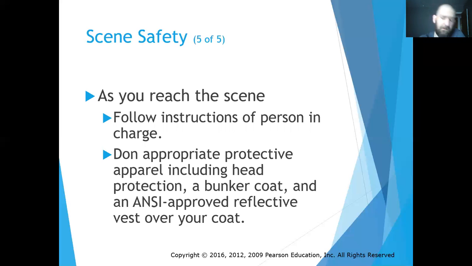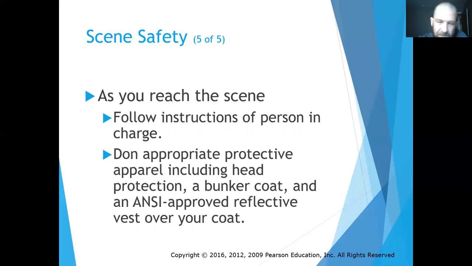Getting out of the vehicle, anytime you're on a road, doesn't matter if it's a neighborhood road or a highway, you should be getting out wearing the reflective vests or any of your bunker gear that you may be issued. A lot of times we're issued helmets, reflective clothing, things like that to keep us safe on these scenes. So whenever you're on a road, make sure you're wearing at the very least a reflective vest, if not more, to keep yourself safe.